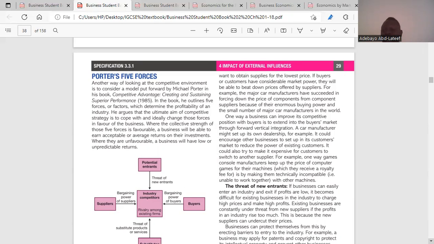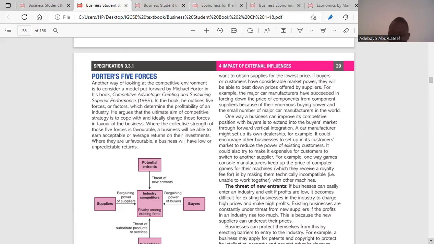PESTLE analysis can also affect the operational method of firms, which I made mention of the legal, which is legislation. So government legislation might make businesses think of relocation. Then we go to the structure of the market. And I said, the structure of the market will be based on the level of competition in that market, which I defined as the rivalry that exists between different businesses when they are trying to sell their products in the market.